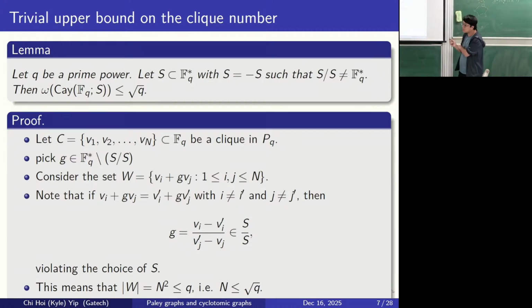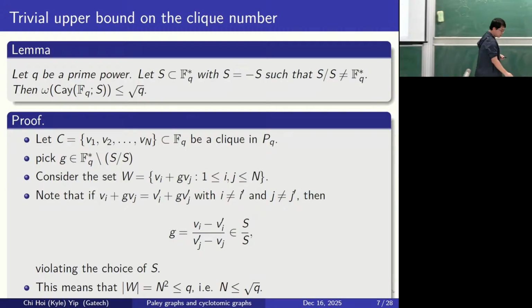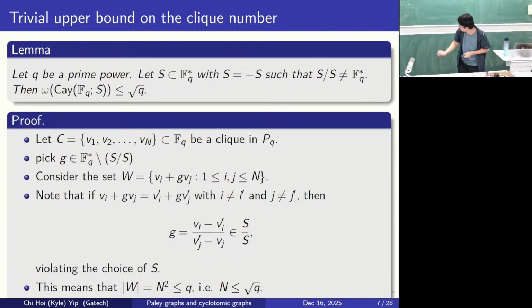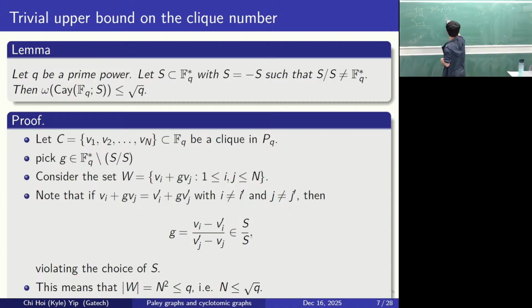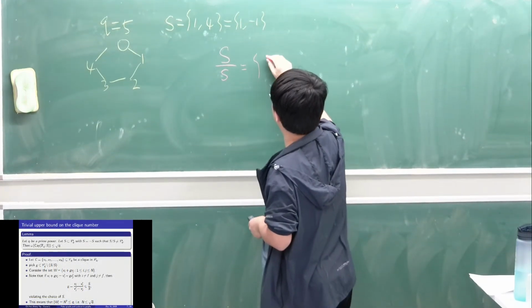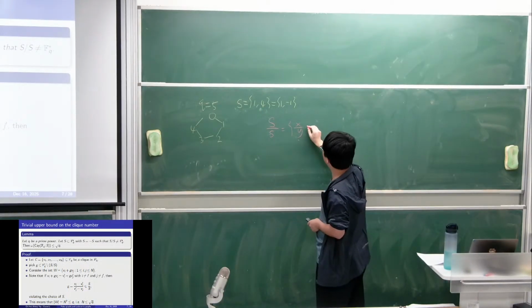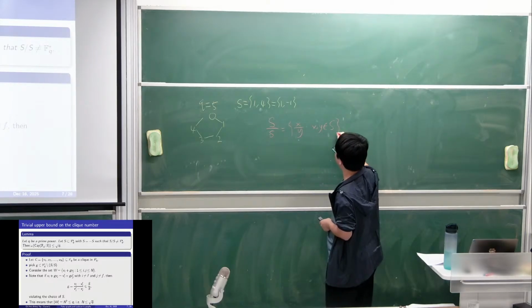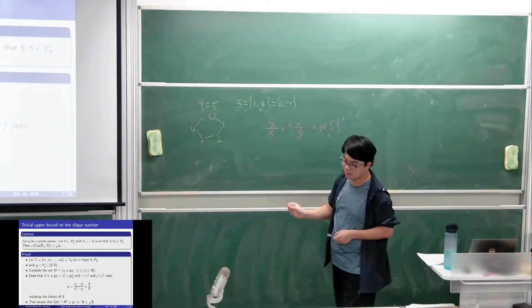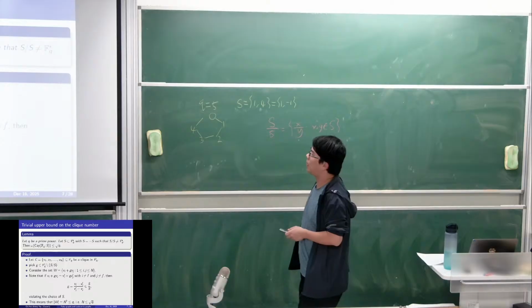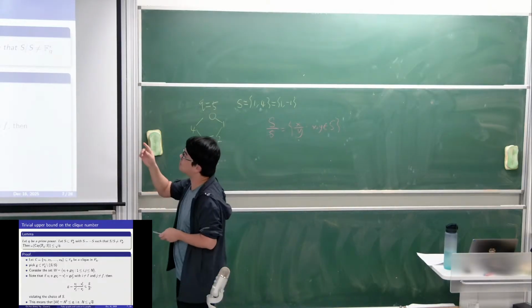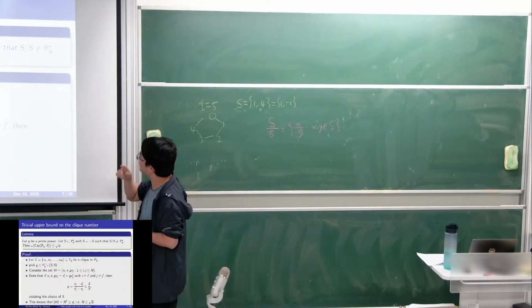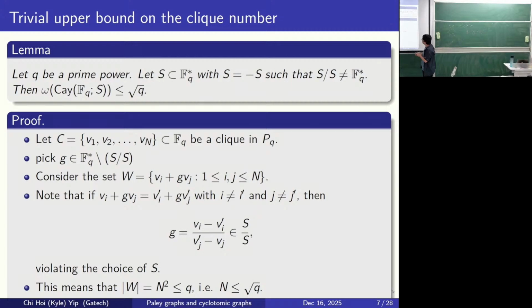So S over S means you multiply X with some inverse of Y. Yeah, let me just write down the definition. So S over S means we take all the possible ratios where X and Y are in S. Yeah, sorry, I should have defined some set for the set in the first slide.